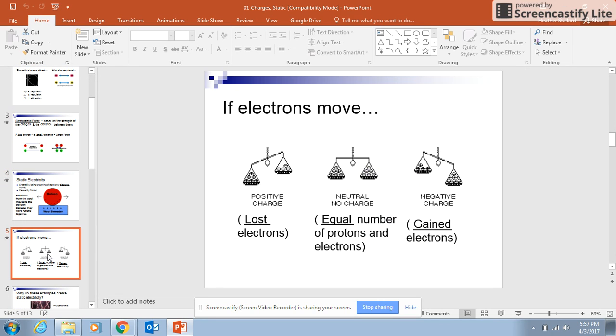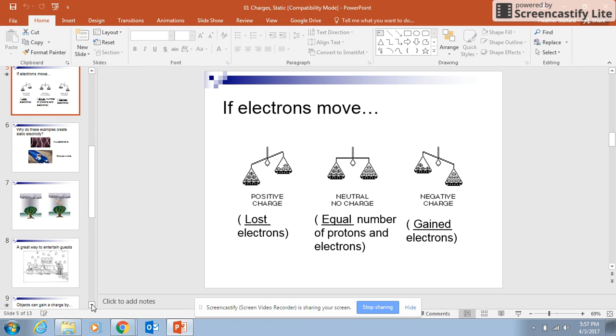All right. If you look here, it kind of sums all that up for you guys. It just shows you that if it has a positive charge, that means it's lost electrons. If it's neutral or no charge, it has an equal number of protons and electrons. And then, of course, if it has a negative charge, that means that it has gained electrons.